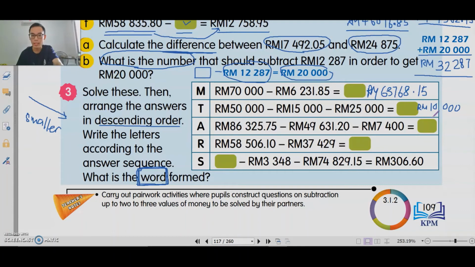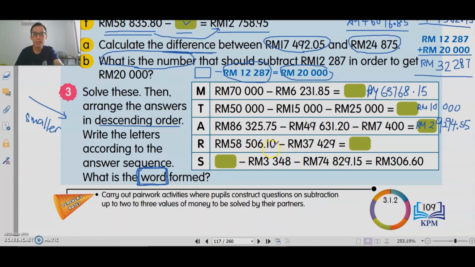Okay, for the third one, 86,325 ringgit and 75 cents minus 49,631 ringgit and 20 cents minus 7,400 ringgit. So you get 29,294 ringgit and 55 cents. Pay attention to how I read the numbers here. Sometimes you need to write the words according to the numbers given.